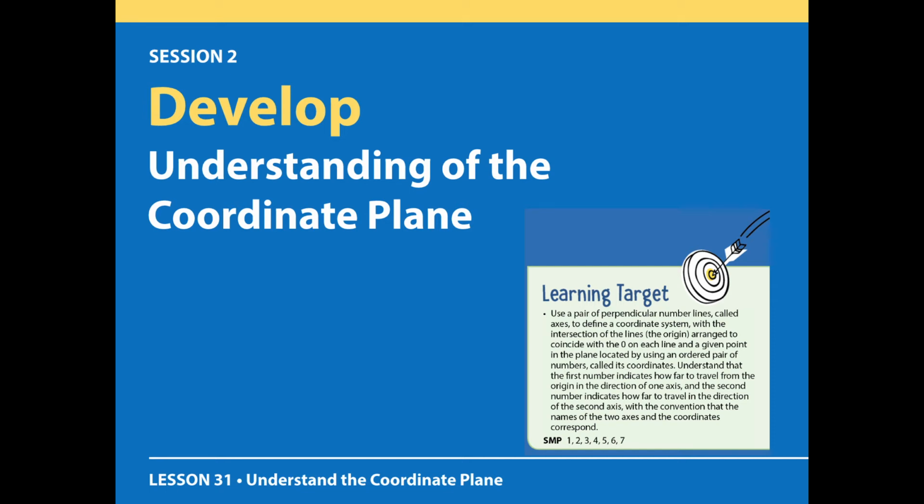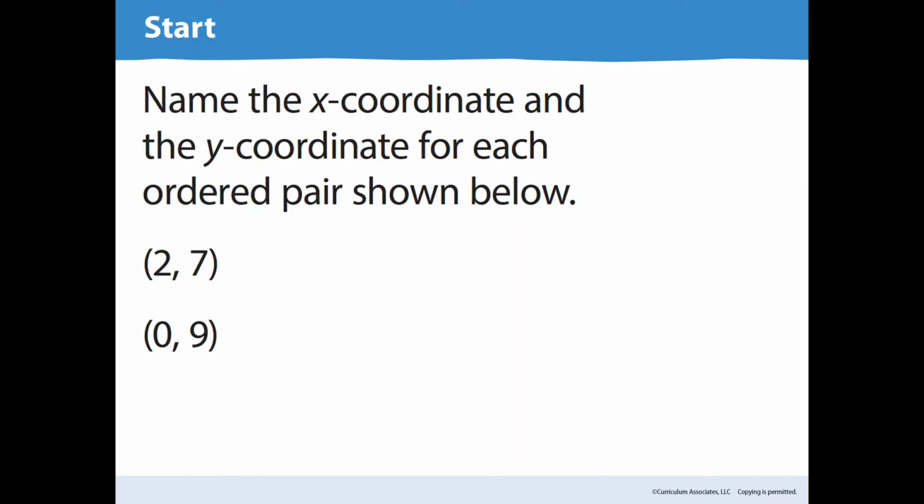This is Lesson 31, Session 2. Develop our understanding of the coordinate plane. Name the x-coordinate and the y-coordinate for each ordered pair shown below. The x-coordinate always comes first, and the y-coordinate is the second one. So the x-coordinate in this ordered pair is 2, and the y-coordinate is 7. In this ordered pair, the 0 is the x-coordinate, and the 9 is the y.